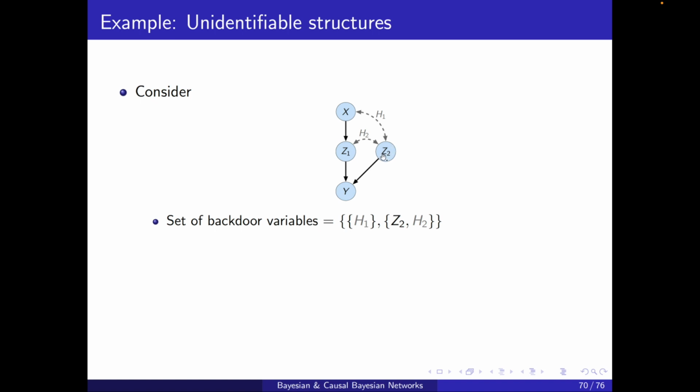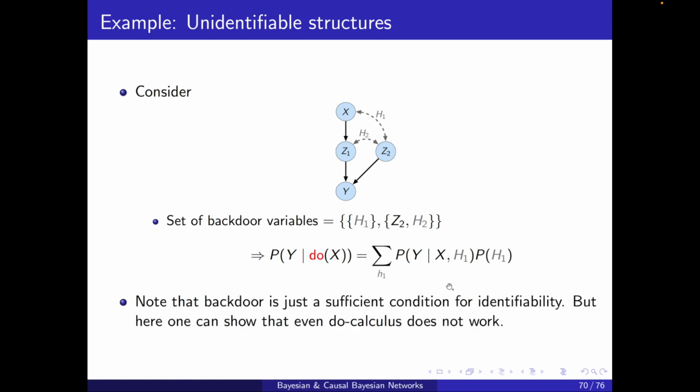So for example, if I choose Z2, then yes, X to H1 to Z2 to Y is blocked, but then we have a V structure here. X to H1 to Z2, now to H2, this will become active. And then from here, it will make its way to Y. So the backdoor is not blocked. So I could, again, simplify it in this way, but it doesn't work.